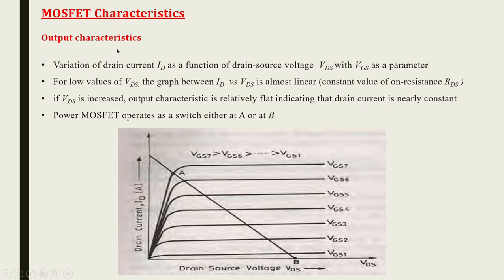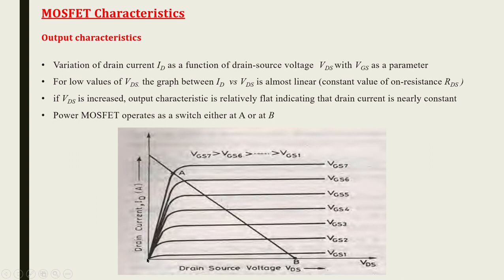And another one is the output characteristics. Here is the variation of drain current as a function of drain source voltage with VGS as a parameter. Here the drain current is the output current and this is the output voltage, ID versus VDS with VGS as a parameter.